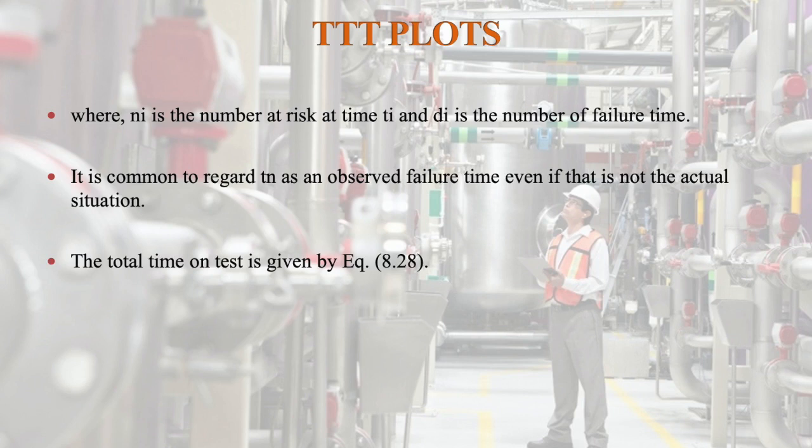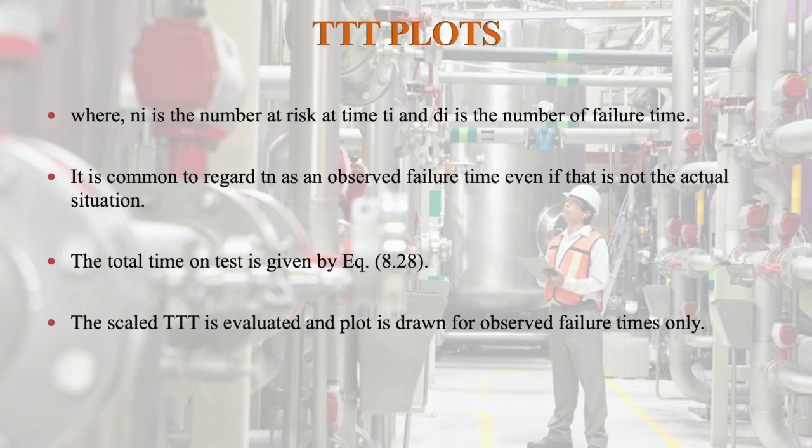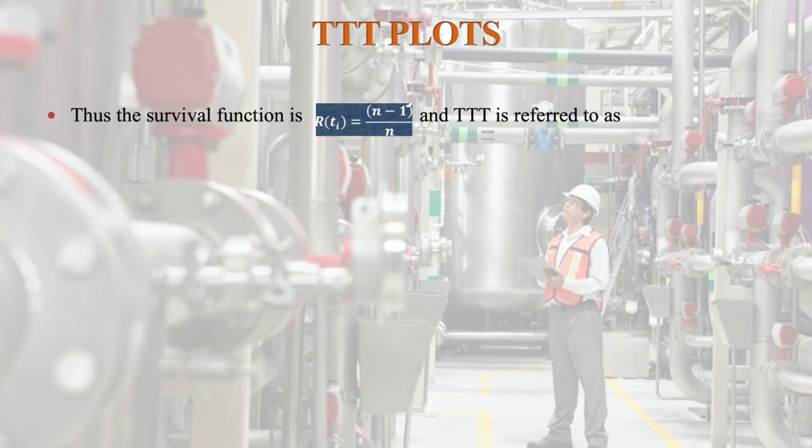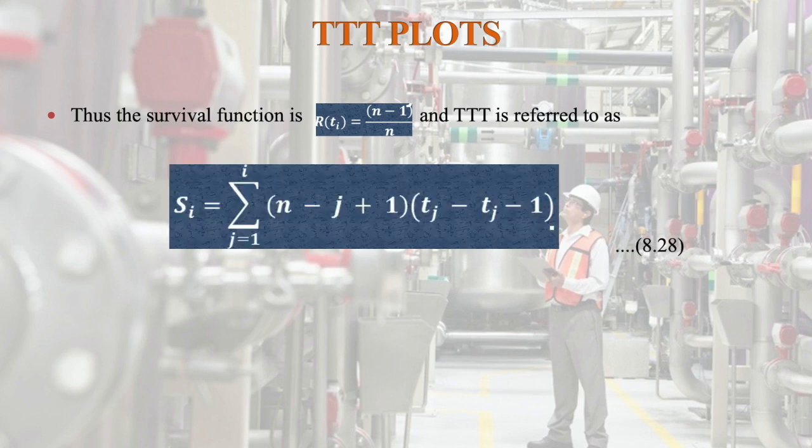The total time on test is given by equation 8.28. The scaled TTT is evaluated and the plot is drawn for observed failure times only. Thus the survival function is R(Ti) = (n - i) by n, and TTT is referred to as Si = sigma j = 1 to i of (n - j + 1)(Tj - Tj-1).